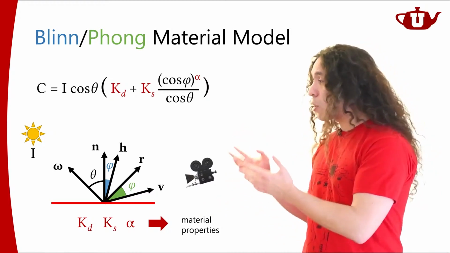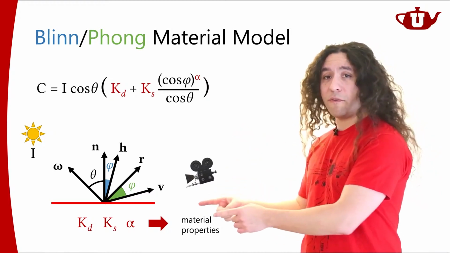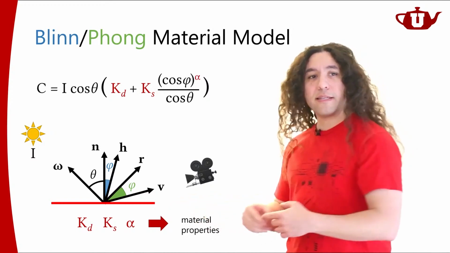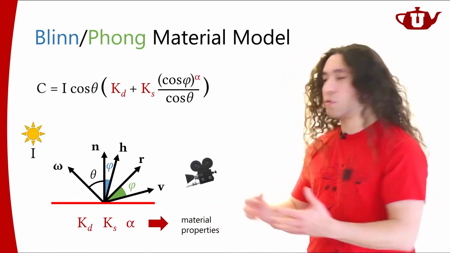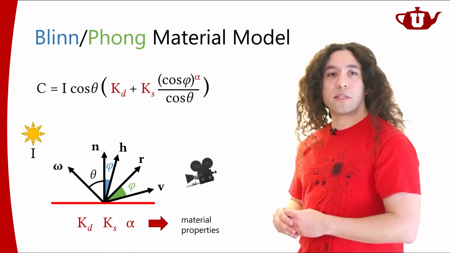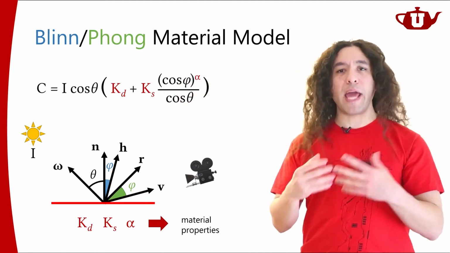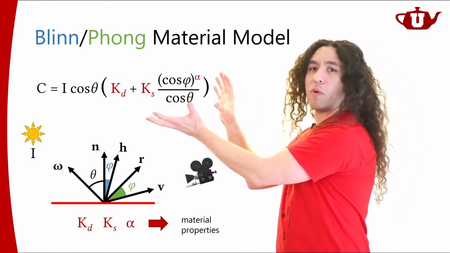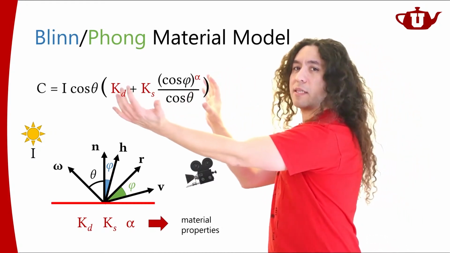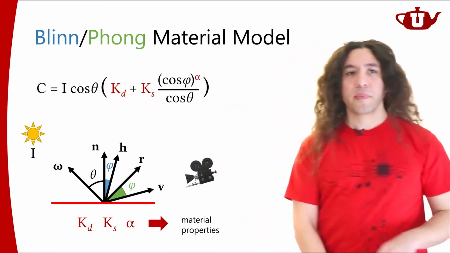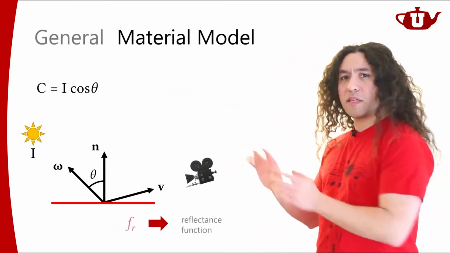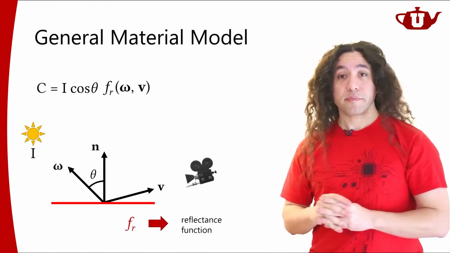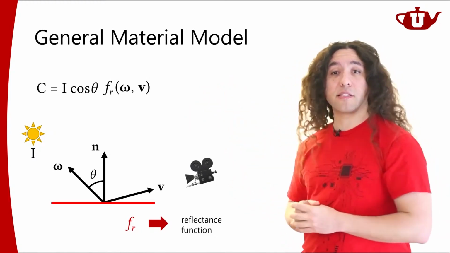So our goal here is to define how this surface that we're trying to render is reacting to the incoming light. In general, when we have a general material model, we can represent this whole thing as just one function. Everything that's inside these parentheses here, we can think of as one function that determines the light reflectance off of the surface.